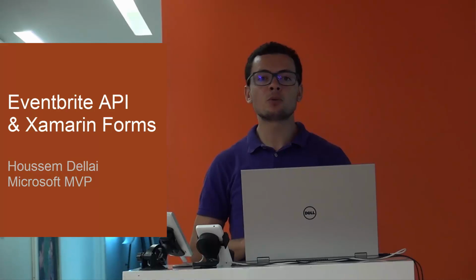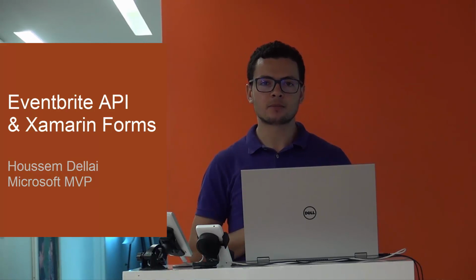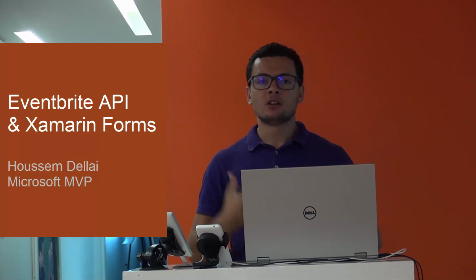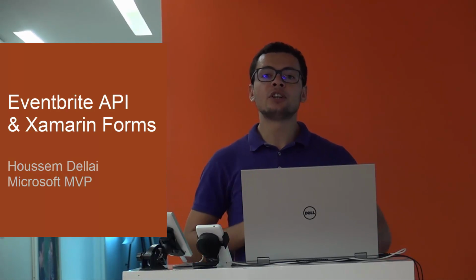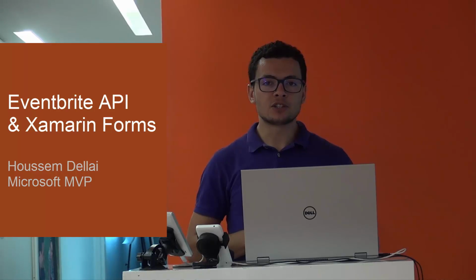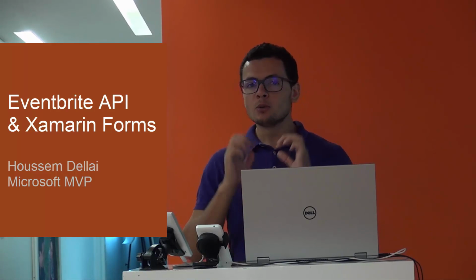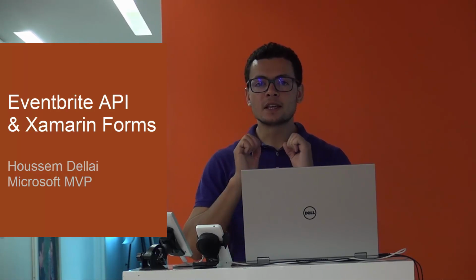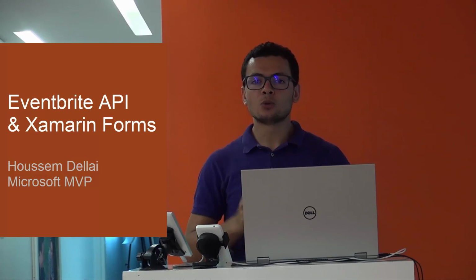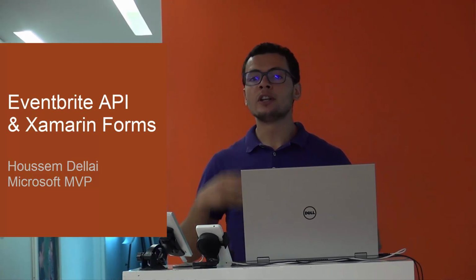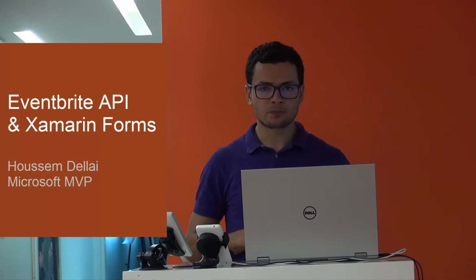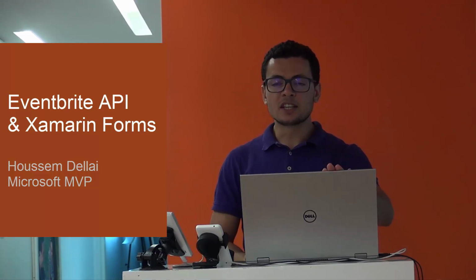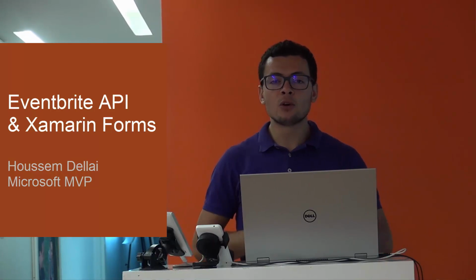Eventbrite is a platform for organizing events. They do have an API exposed for developers so that developers can use it to enrich their mobile applications. Today we will learn how to use this API in order to get information like the organized events in a certain location. So let's get started by taking a look at the Eventbrite API.